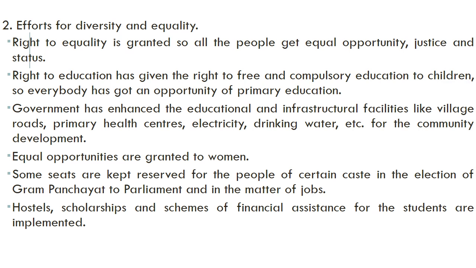Here we are speaking about government jobs. Hostels, scholarships, and schemes of financial assistance for the students are implemented. Schemes of financial assistance means loan facility is given. So these are the efforts taken by government. You can remember the basic points and just write the whole sentence about the right to equality, right to education, the educational and infrastructural facilities, equal opportunities to women, reservation, and about hostel scholarships and schemes of financial assistance.